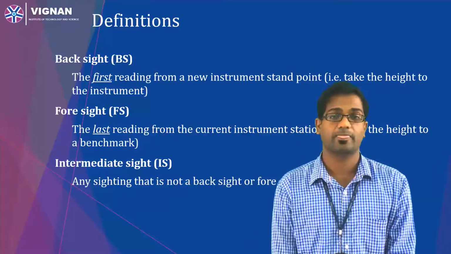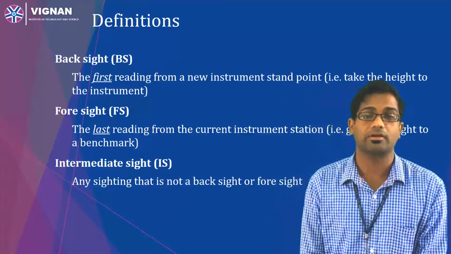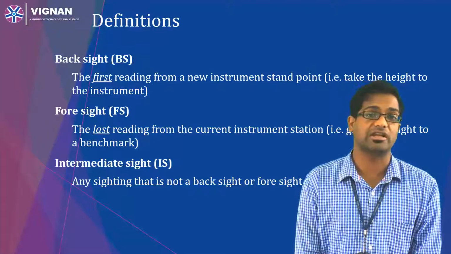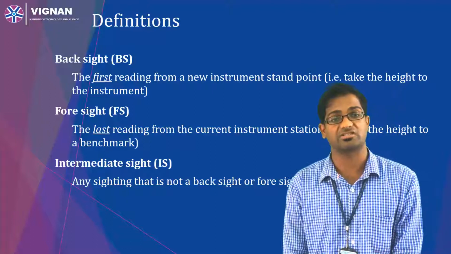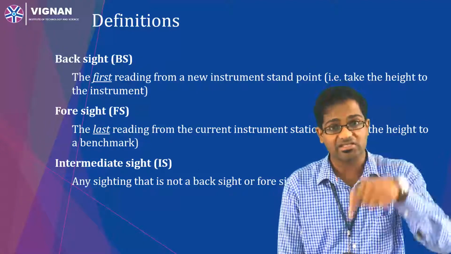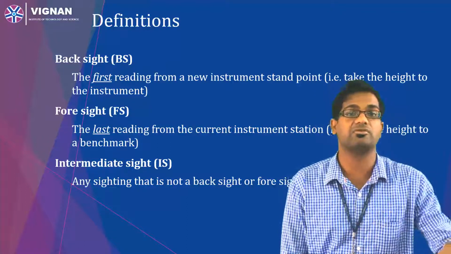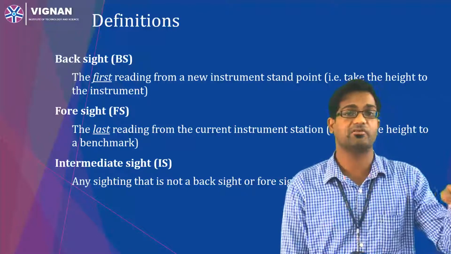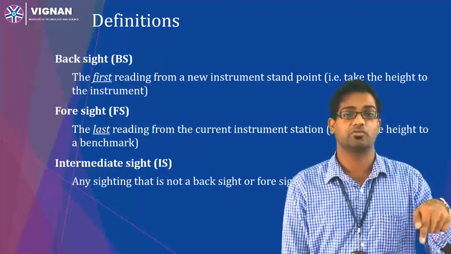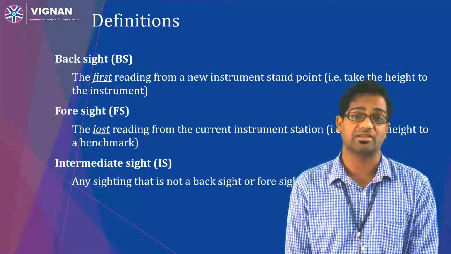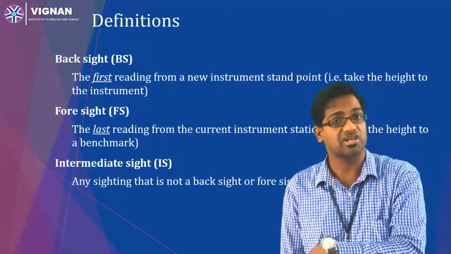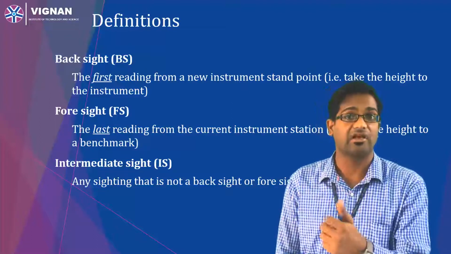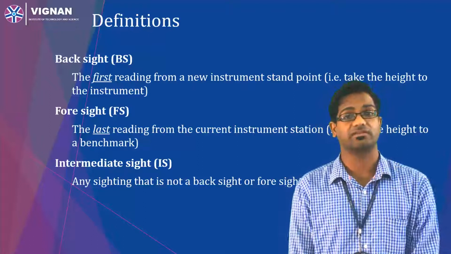I repeat, when the instrument is set up, the first reading you take from the instrument station is called back sight. The last reading you take from the same instrument station is called foresight. In between these back sight and foresight, the sights you take are called intermediate sights. Remember that the next station's back sight will be the previous station's foresight.